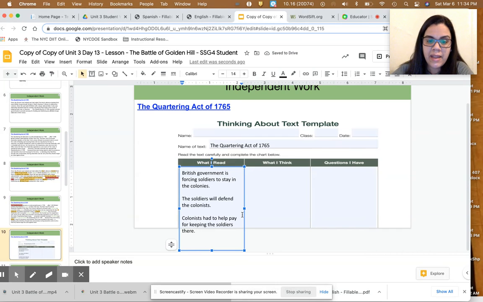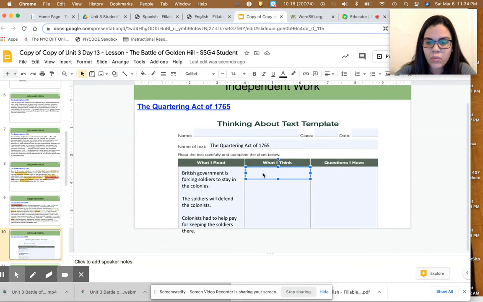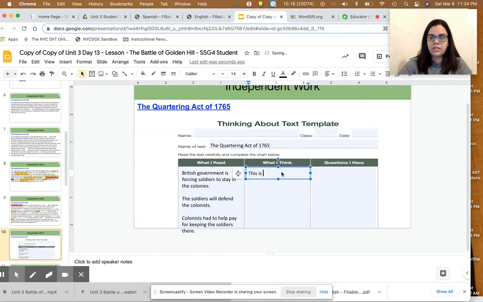So now, if you have 2 or 3 jobs, what is this making you think? British government is forcing soldiers to stay in the colonies. The soldiers will defend the colonists. Colonists had to help pay for keeping the soldiers there. I'm thinking this is going to make things worse between the colonists and the British government.